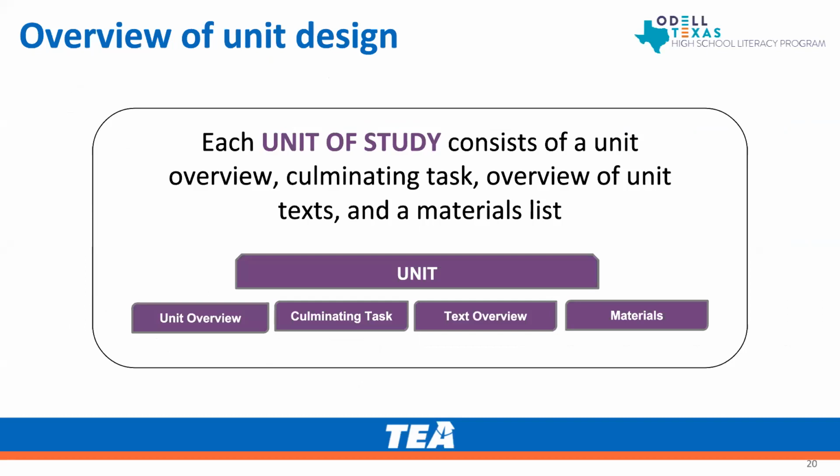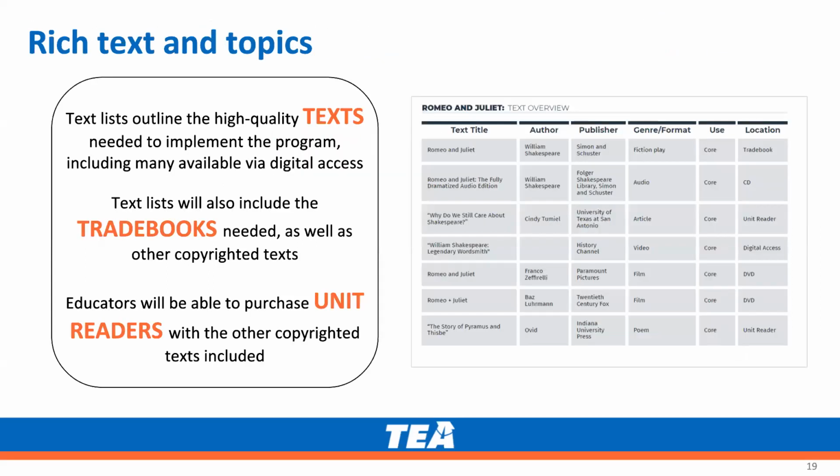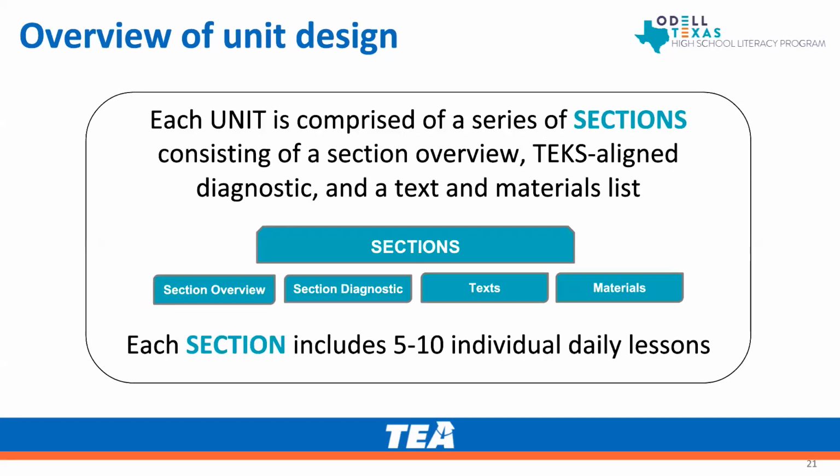In terms of the overview of unit design, each unit of study consists of a unit overview, culminating tasks, overview of unit texts, and a materials list. And so we're starting to try here to build a picture for you of what the materials design is and how the units are structured. So you can see at the highest level, you have your unit, and this unit, which would kind of translate to a unit plan, would include the overview, the culminating task, information about a text overview, which is actually kind of kicked off by this text overview that you see here. And then the materials list.